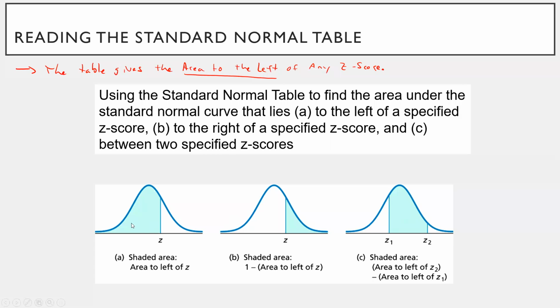First, I want to show you how to find area shaded to the left of any z-score. This is the easiest one. Then I want to show you how to find area to the right. The way you find the area to the left is the easiest one. With this method you can read directly from the table.